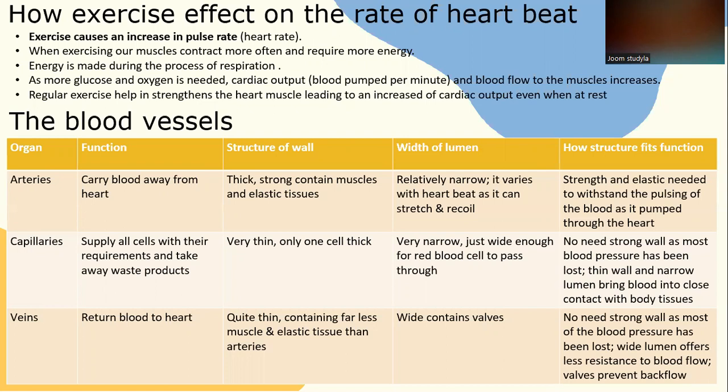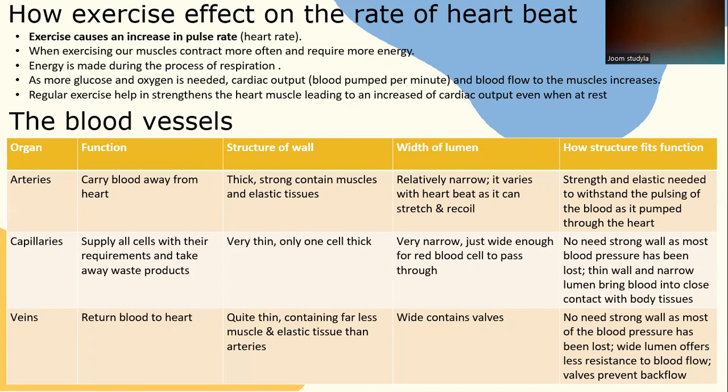The organ, capillaries: the function is to supply all cells with their requirements and take away waste products. The structure of the wall is very thin, only one cell thick. The width of the lumen is very narrow, just wide enough for a red blood cell to pass through. How does the structure fit the function? There is no need for a strong wall, as most blood pressure has been lost. The thin wall and narrow lumen bring blood into close contact with body tissue.